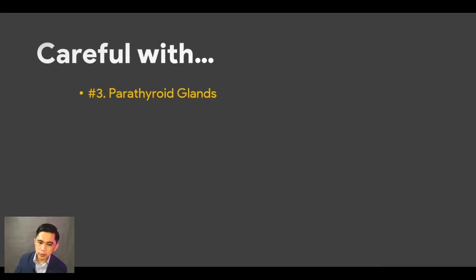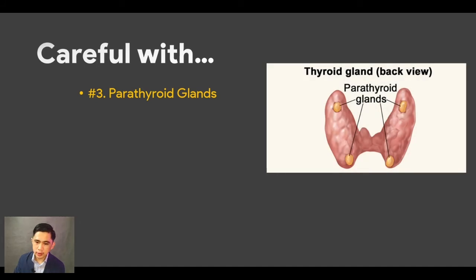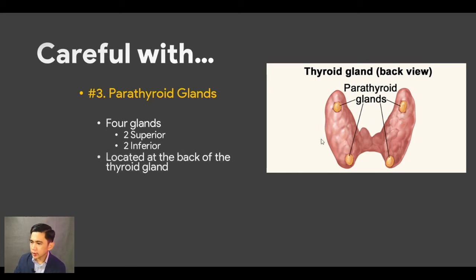Next, we should be careful with the parathyroid glands. The parathyroid glands are composed of 4 glands: 2 superior parathyroid glands and 2 inferior parathyroid glands. These are located at the back of the thyroid. This is the thyroid when seen at the back. Parathyroid glands are seen over here: superior, superior, inferior, inferior. So this is the butterfly-shaped thyroid. It is just at the back.